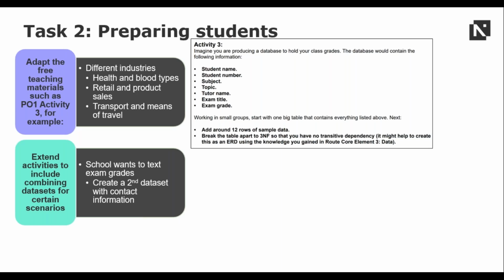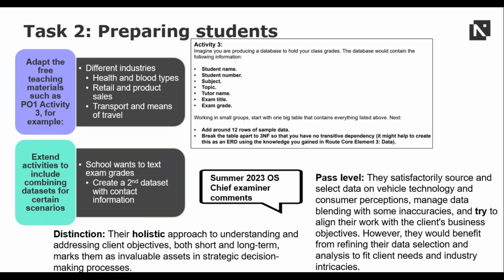The example shown is from one of our free resources, Performance Outcome 1, which asks students to produce databases to store grades. But this could be adapted for further purposes with different industries, such as healthcare and fields like patient's name, NHS number, name of GP, height or weight of patient, and the blood type. Or the activity could be extended so you could provide an objective for the students to work towards.